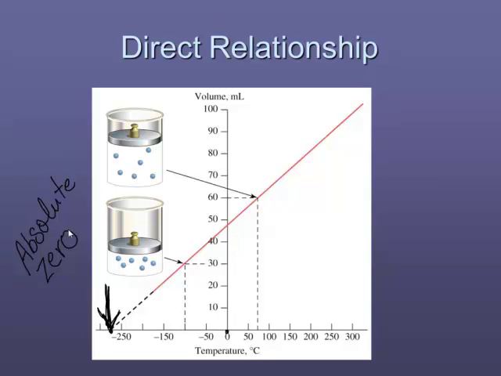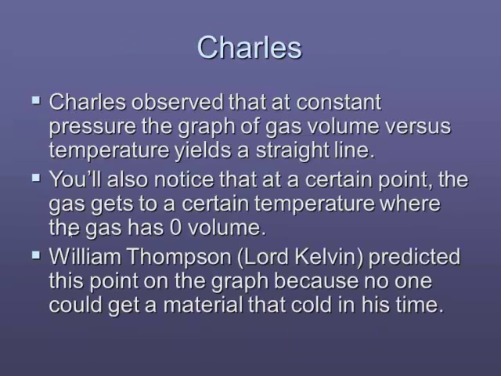Absolute zero has a specific temperature. We'll talk about that in a minute. Charles observed that at a constant pressure, the graph of gas volume versus temperature yields a straight line. You'll also notice that at a certain point, when the gas gets to a certain temperature, the gas will have zero volume? That's really strange.